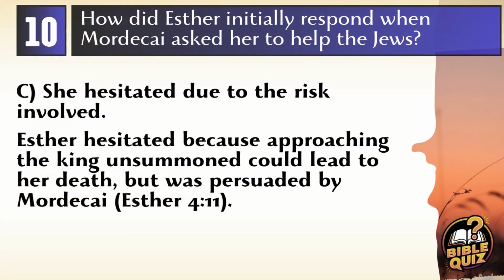Answer C. She hesitated due to the risk involved. Esther initially hesitated to help because approaching the king without being summoned could have resulted in her death. However, she was eventually persuaded by Mordecai's argument, Esther 4:11.